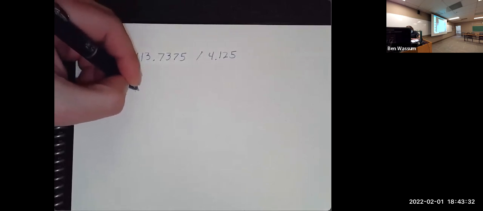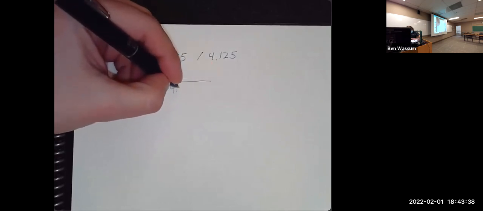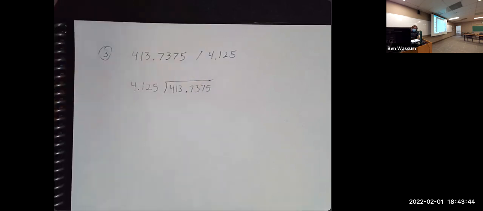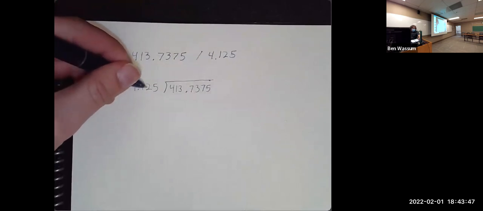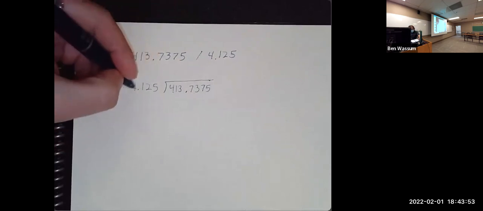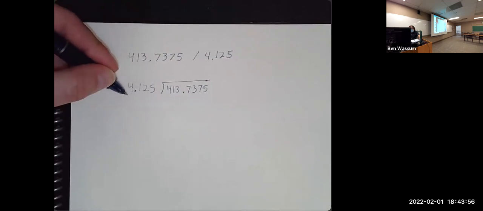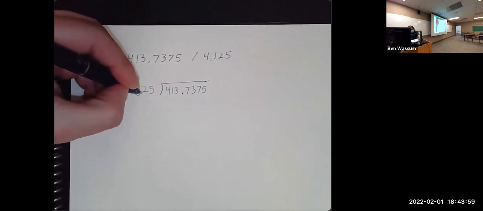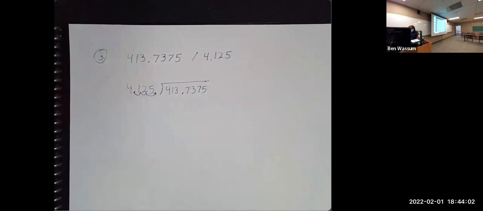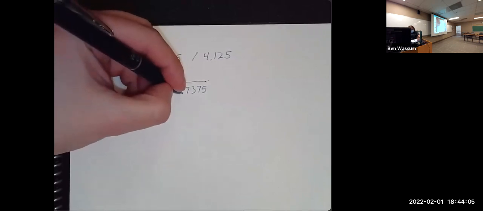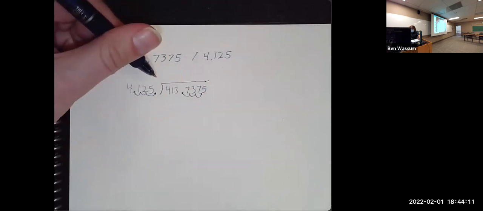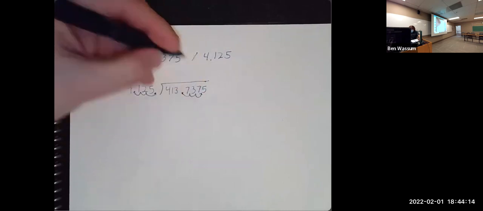So we have our 4.125 going into 413.7375. Now we do have to do our shifting thing. I'm not going to bother rewriting it afterwards, because all that matters, see, we can see that we want this to be an integer, and we can tell we're going to move it 1, 2, 3 places, right? So that means we have to move this guy 1, 2, 3 places. All that accomplished was that that's where our decimal is, right there.